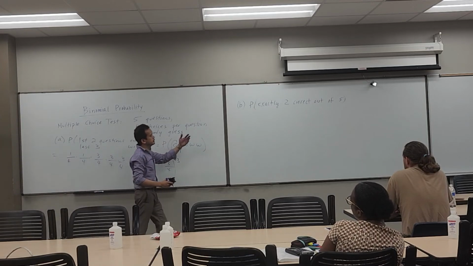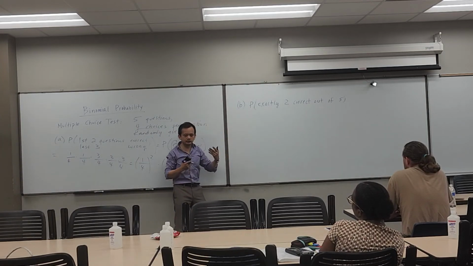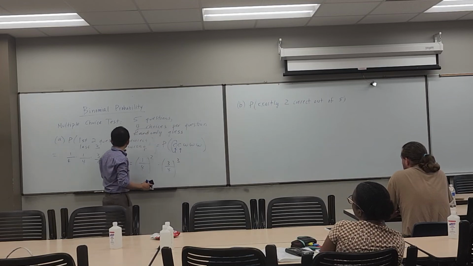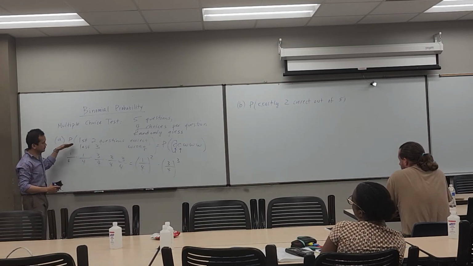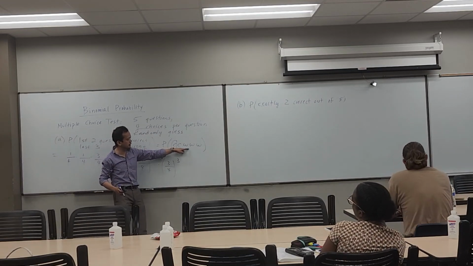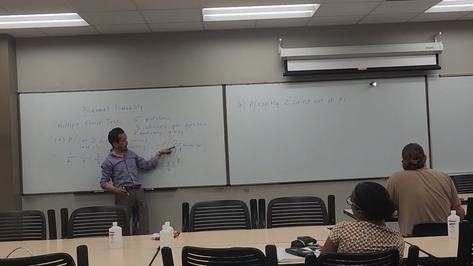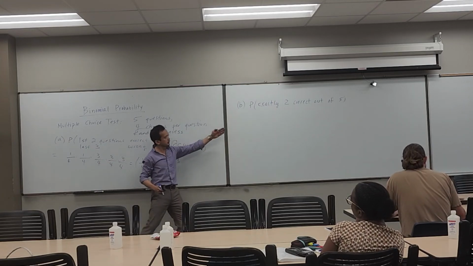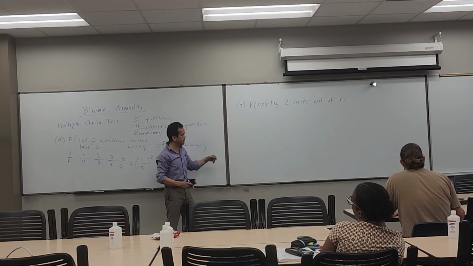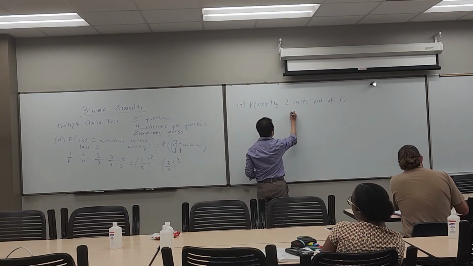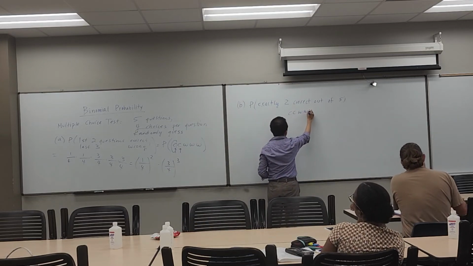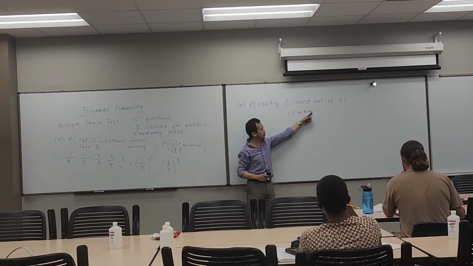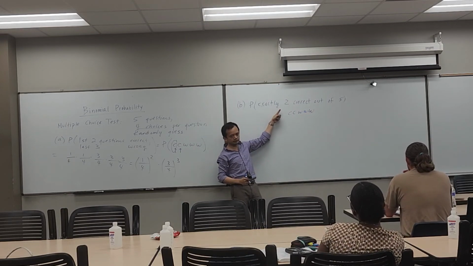Because the probability measures the likelihood or the chances of something occurring. And in the previous case, you want the chances of this exact situation occurring, which is the first 2 are correct and the last 3 are wrong. But here, we're actually allowing for more possibilities. Instead of just this probability, what other situation would fit this description of exactly 2 correct?